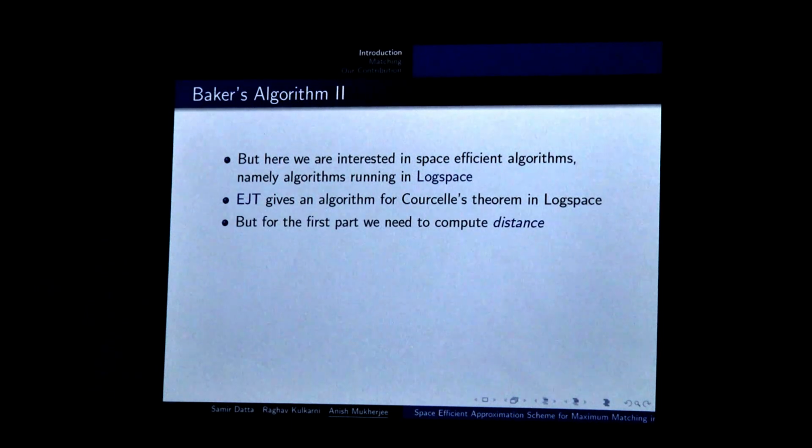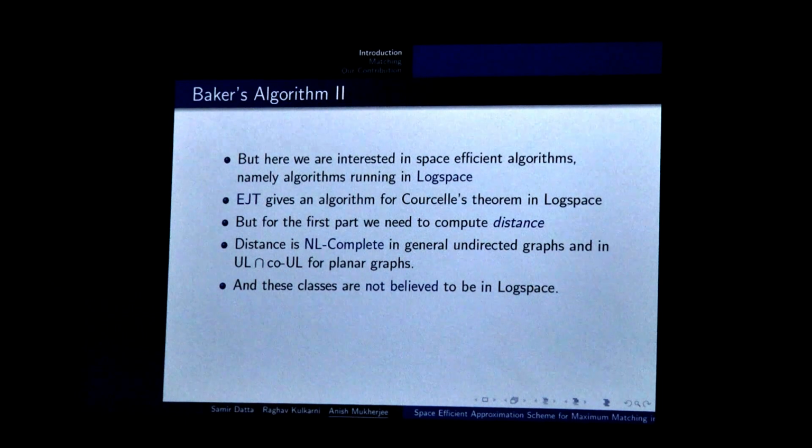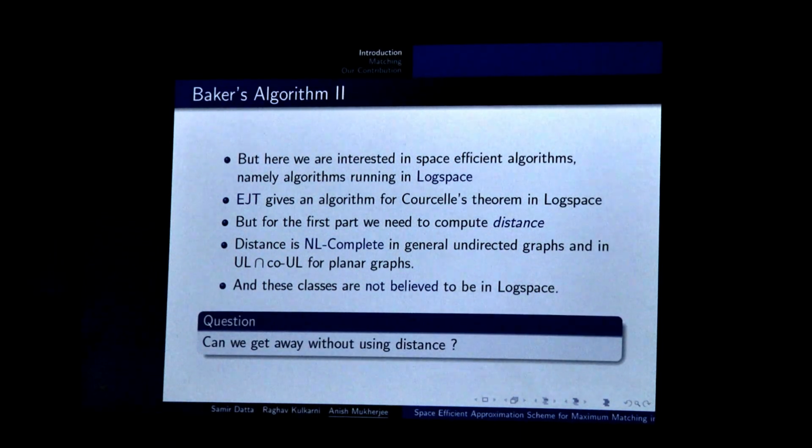But before that, to get these k outer planar graphs, we need distance to remove those slices. But what we know is that distance is NL complete in general graphs, and even for planar graphs this is in UL, so unambiguous log space, UL intersect coUL. The main point is these are not known, or believed, to be in log space. So the main question is, can we get away without using distance here? Well, the answer is not yet.